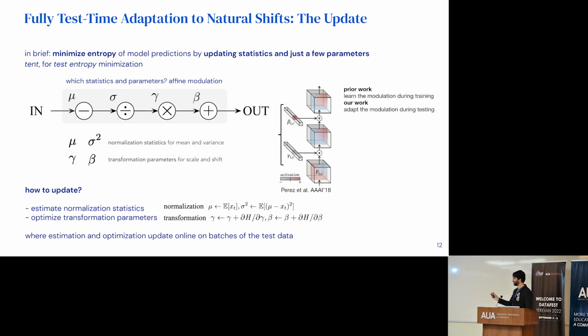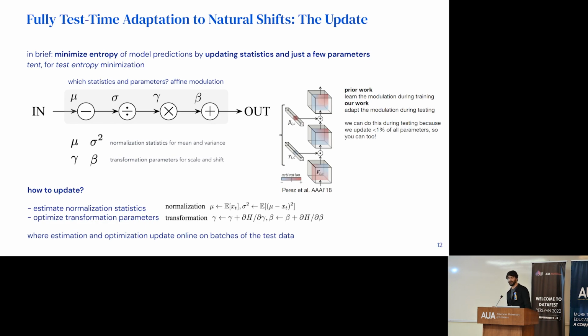And so you may have seen this in some prior work on what's called FiLM, right? Where this is depicting if you have an activation coming in at the bottom, you could first scale each channel, making it larger or smaller, and then shift it, just adding or subtracting from it. So prior work learned this kind of modulation, but during the training, right? Everything I'm talking about is doing it during testing, which indeed does make it different. And the other aspect is that we can do this during testing because we're updating less than 1% of the total model parameters, right? So you can do this too.